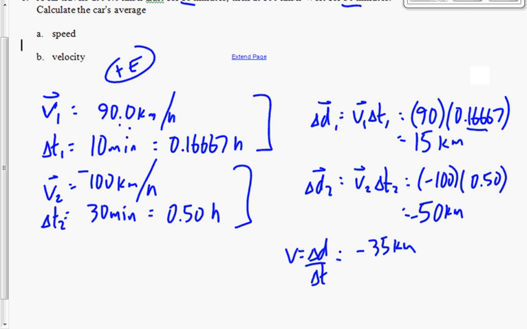Why is the answer no, Kate? Yeah, right, it's a scalar. Distance is a scalar, so we don't pay any attention to direction. 15 plus 50 is 65 kilometers. And you divide that by 0.66667 hours.